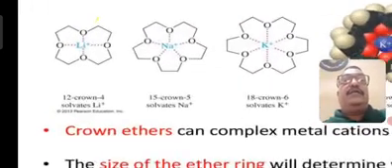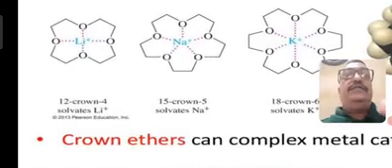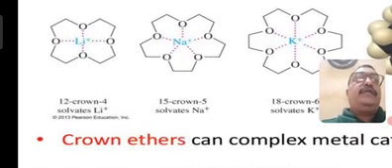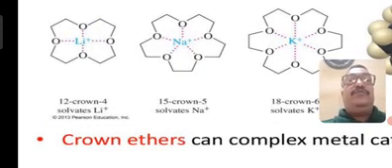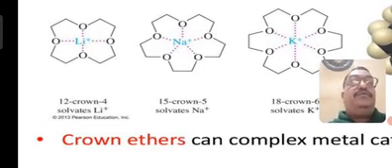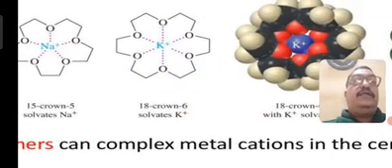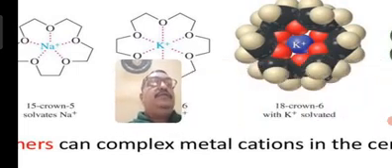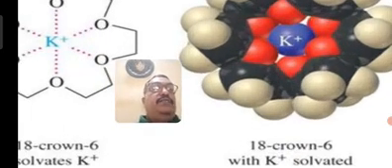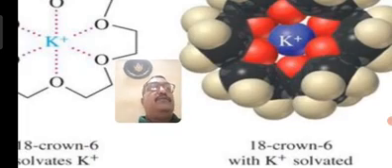You can see here in the first case there is lithium, in the second case sodium: 12-crown-4 with lithium, 15-crown-5 with sodium, and here 18-crown-6 with K+. Here you can see a typical colored structure of 18-crown-6 with K+.